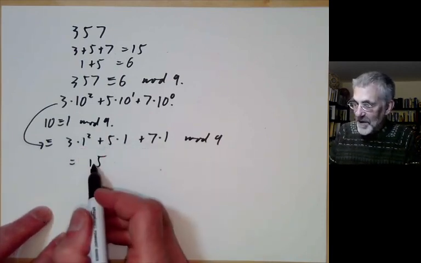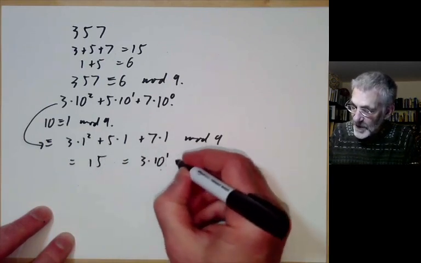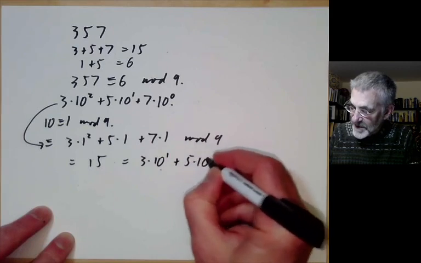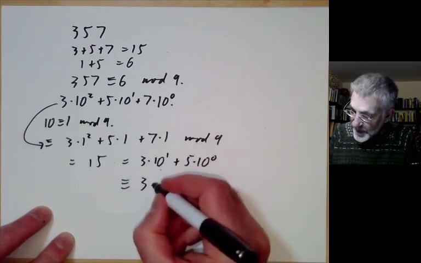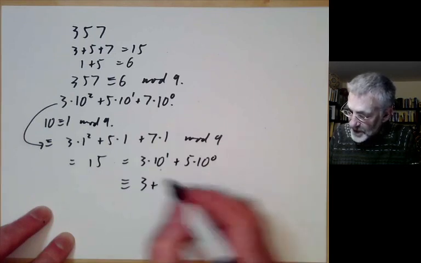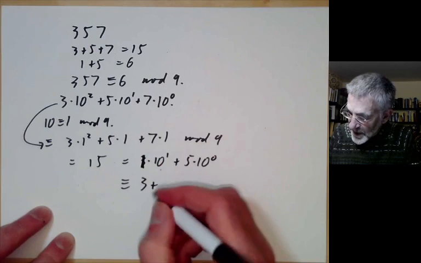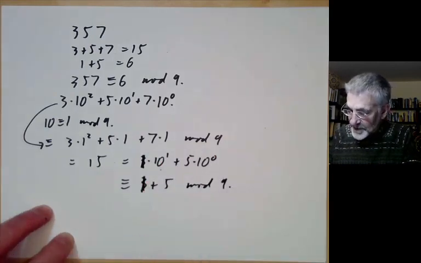And we can do the same thing again. 15 is just short for 3 times 10 to the 1 plus 5 times 10 to the 0, which is congruent to... So what's that 3 doing there? That's a 1. So 1 plus 5 modulo 9.